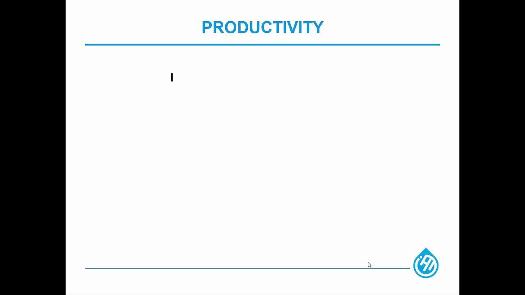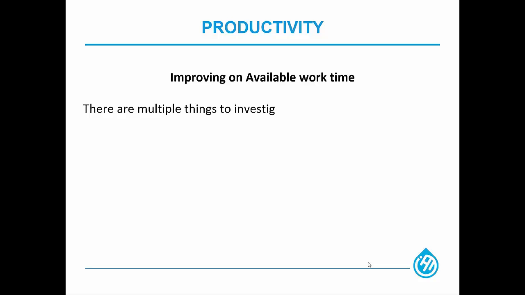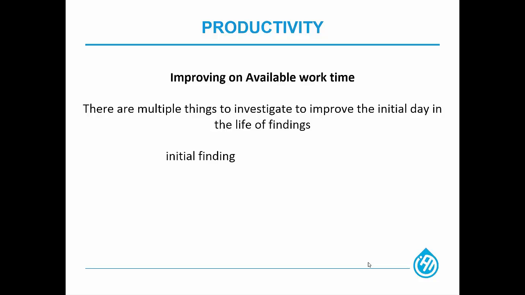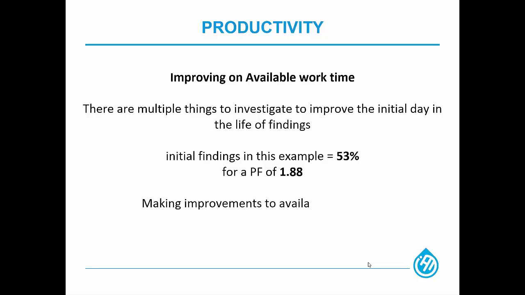So how can we improve on the available work time? These are some quick things that we've identified working with our existing client base. There are multiple things that we can do, and if we look at our example where we've hit a productivity factor of 1.88, if we could follow the improvements that I'm about to suggest and increase our available work time to 60%, then our productivity factor could reduce to 1.67, getting closer to the optimum of 1.